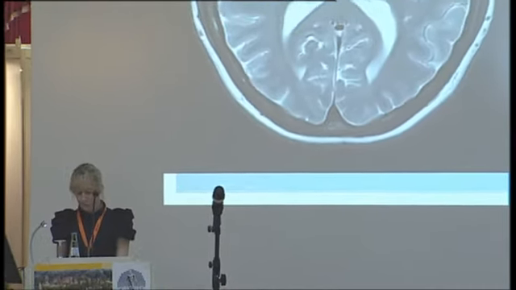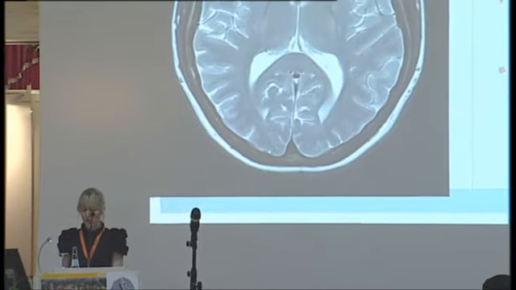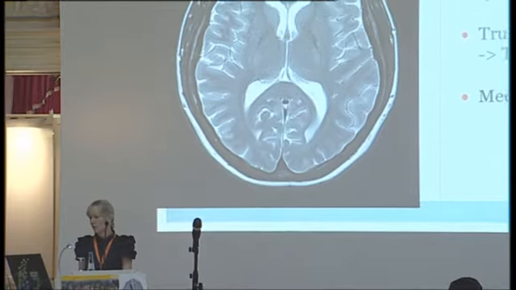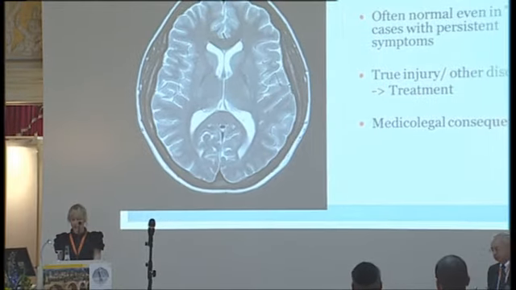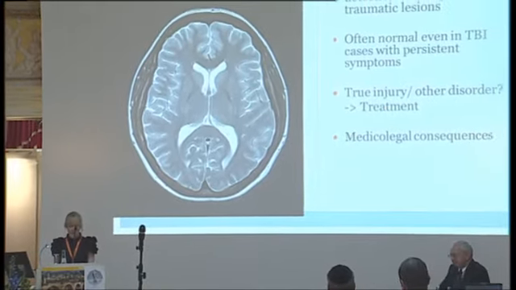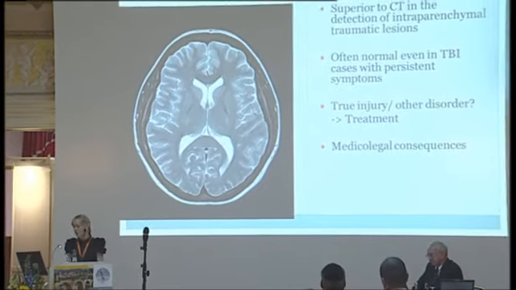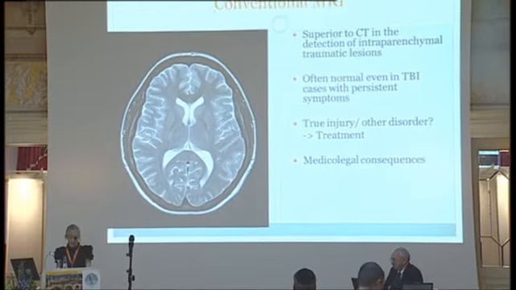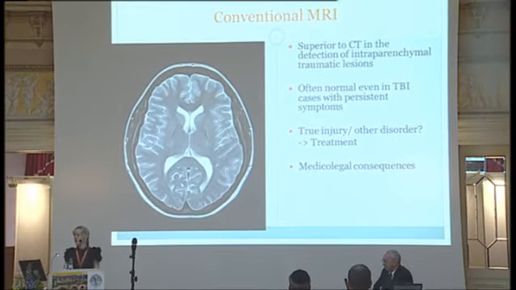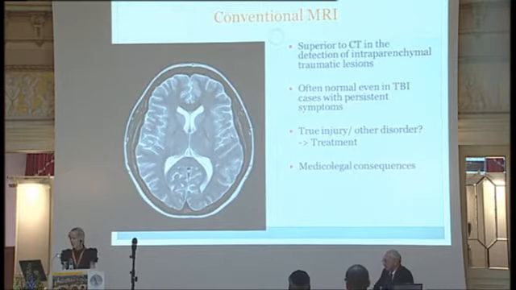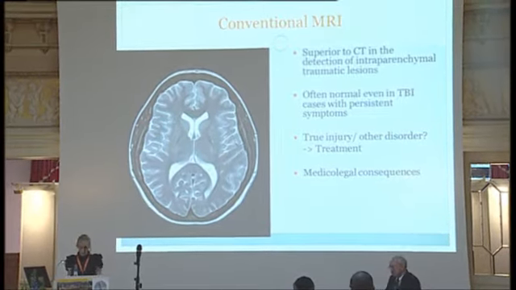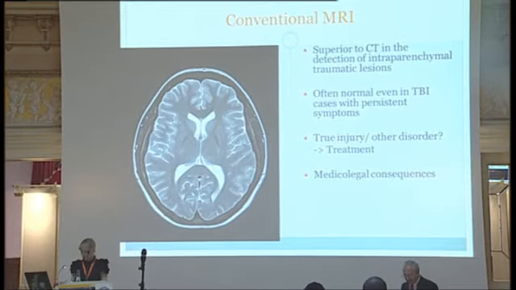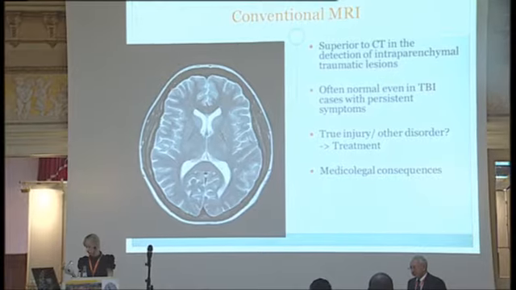As we all know, in the acute management of a traumatic brain injury patient, CT is routinely the first imaging method since it can be performed rapidly, and pathology that is critical for the early medical management of cerebral trauma can be detected by CT. However, MRI is superior to CT in the detection of intraparenchymal traumatic lesions, and traumatic brain injury often leads to persistent symptoms even in cases without findings in conventional MRI.